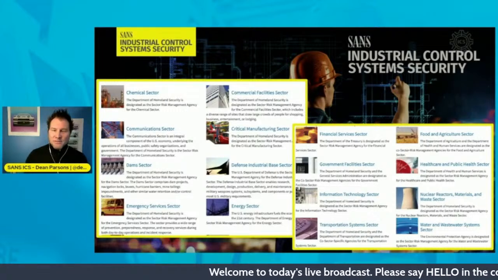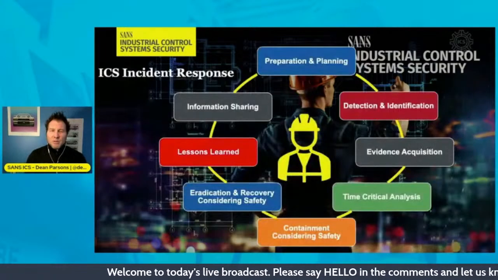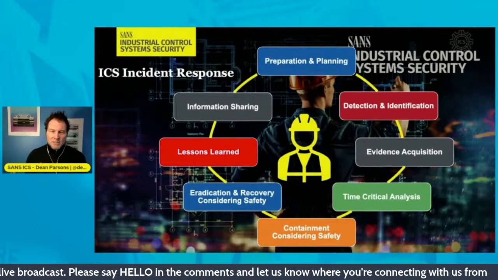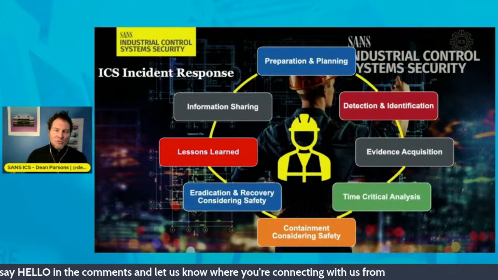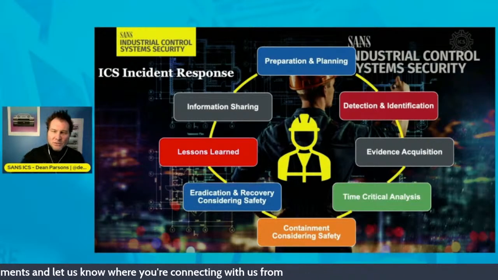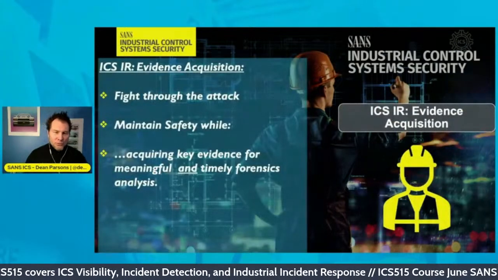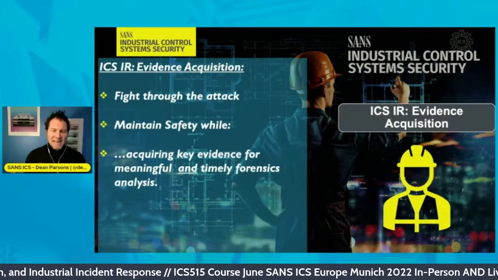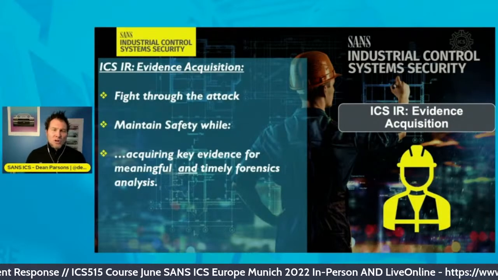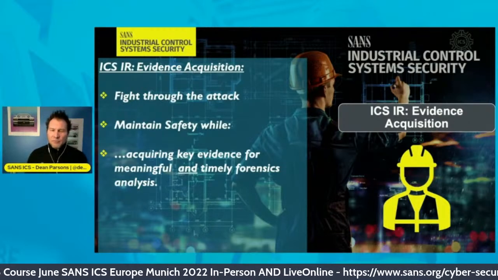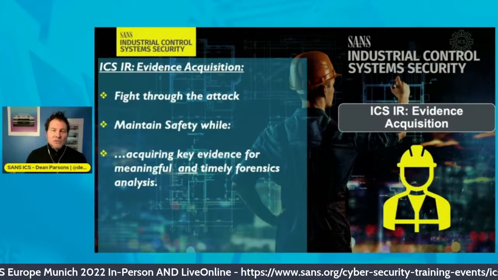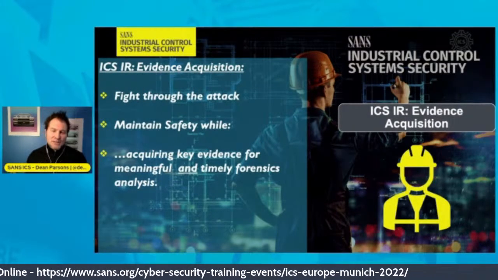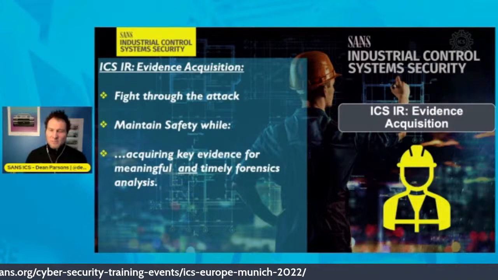So let's jump in. Last time we talked about the planning phase of incident response and also detection and identification of threats in control system environments. And today is all about the evidence acquisition, which is really having the ability to fight through an attack in control environments while there's an incident, but also maintaining safety. During that phase, we're also going to be acquiring key evidence, information from critical ICS assets to do timely forensics analysis. This will help pivot us through the entire next section and so on for industrial control system incident response.